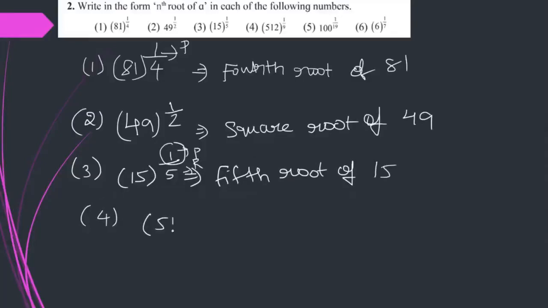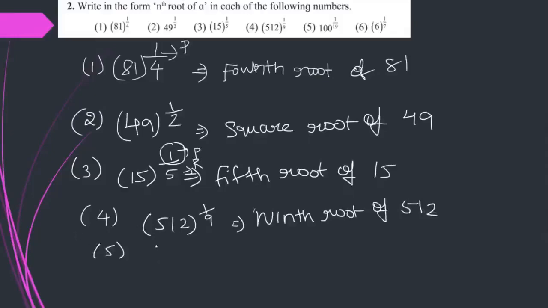What is the fourth one? Here 512, 1 upon 9. What will be the answer? Anyone can guess? Yes, it is the ninth root of 512. Now the fifth one: 100, 1 upon 19. How can I name this one? 19th root of 9.